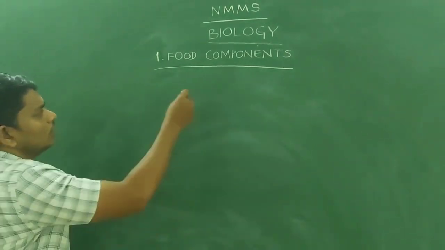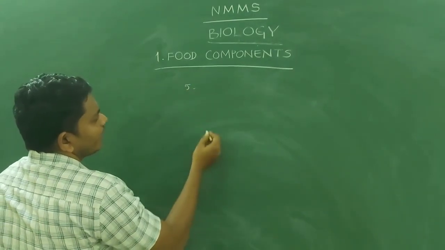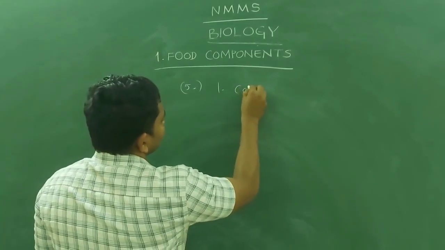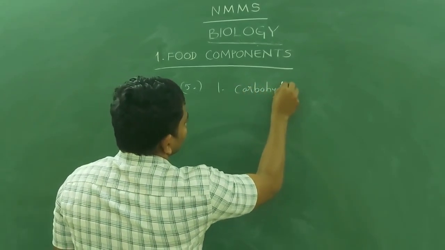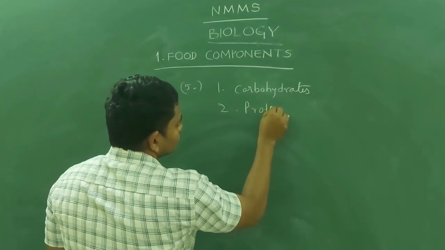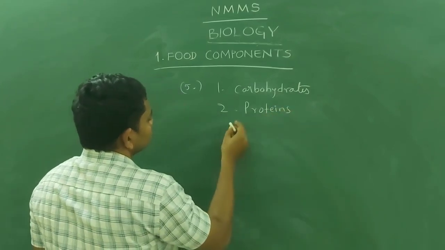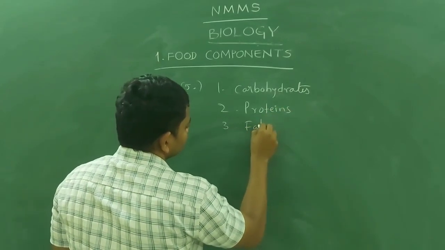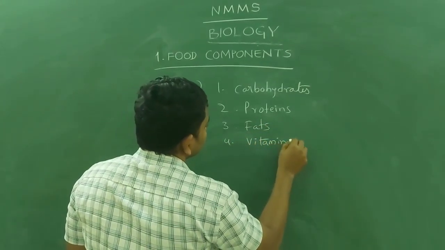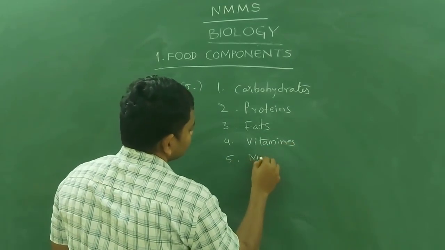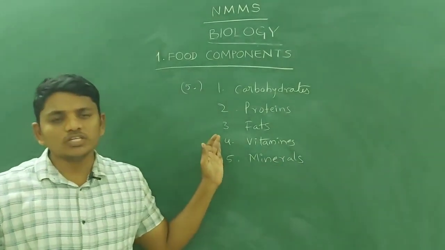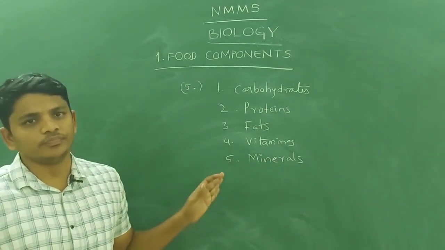Here we have 5 types of food components. First one is carbohydrates. Second one is proteins. Third one is fats, vitamins and minerals. These are the 5 components which are very essential for our body.